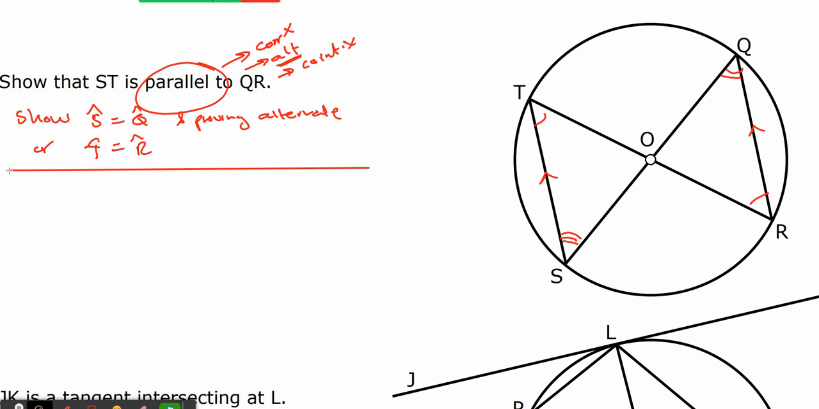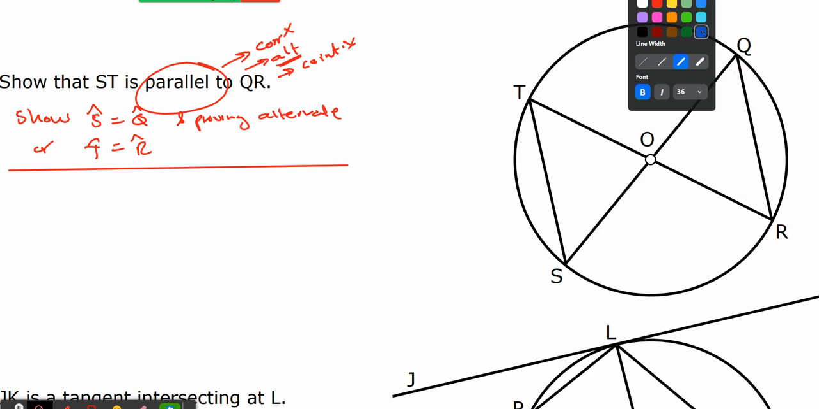So let's have a look at how we would do that, right? Okay, so I'm going to erase this. We don't know this. We're assuming that's what we need to get to, but we haven't got there yet. I'm looking at the center, and I can see the butterfly. I can see angles in the same segment. So I can see already that angle T is equal to angle Q. Let's just write that down. Angle T equals angle Q, and I can see the reason is angles in the same segment.